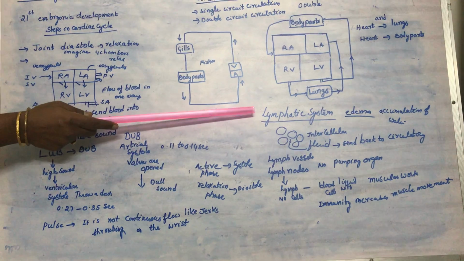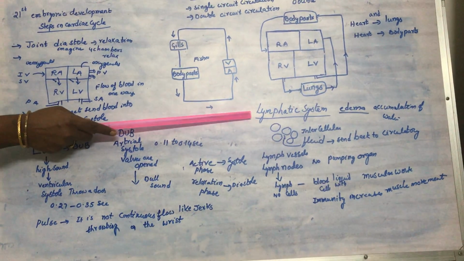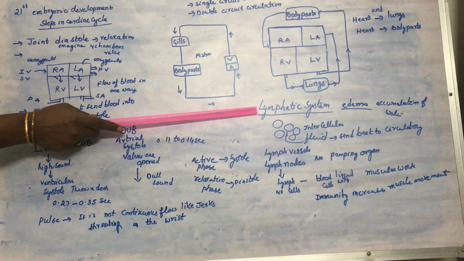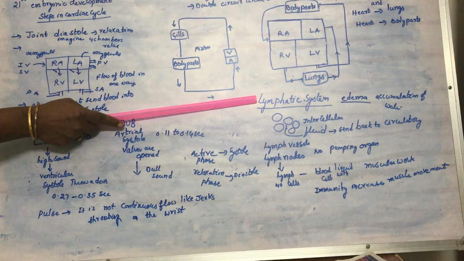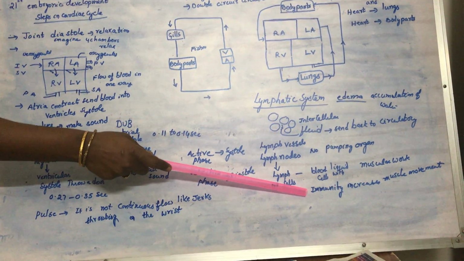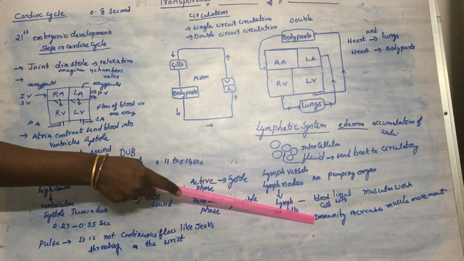Not only that, this lymphatic system also contains WBC, and some immunity antibodies can be supplied to each and every cell. That's why the lymphatic system plays a very important role in the immune system of our body.